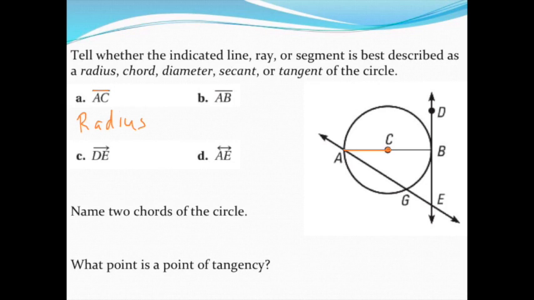Next up, if we go next to this, I see I'm looking at segment AB. Well, this time I'm going to find that in my circle, and that goes all the way across the circle, straight through the center of the circle. So that segment's going to be called a diameter.